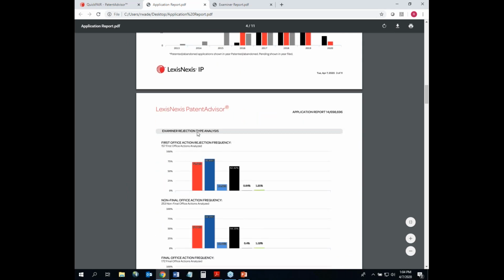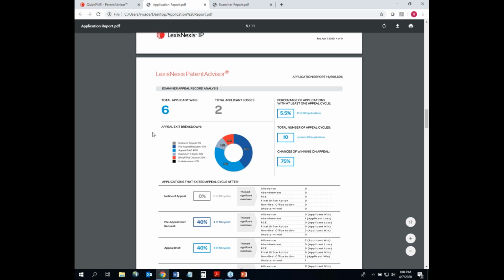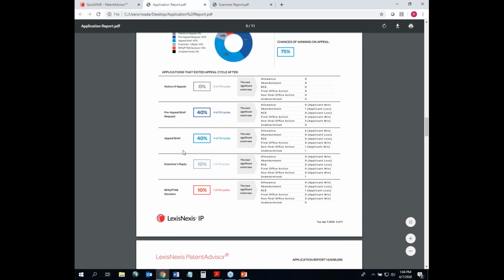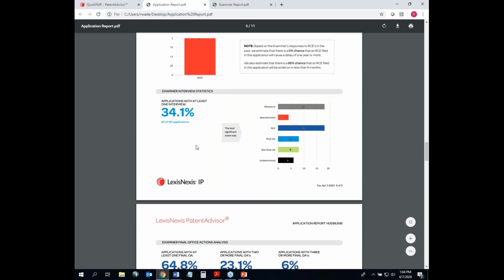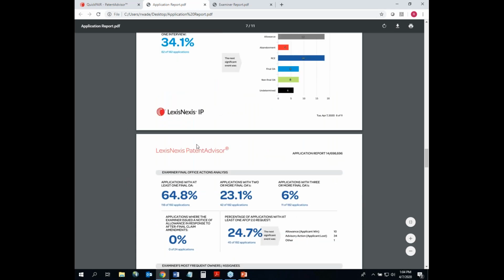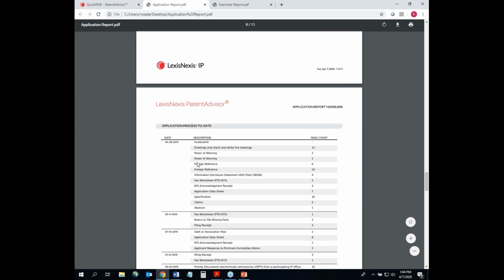We do have the examiner rejection analysis here. So this is all something that you can use to help that prosecution strategy, let you know what appeals look like for this examiner. Is it helpful to make an appeal? Other things that you can see in here are the interview statistics. So this is something that you can share with your team and build a strategy on: is this examiner favorable when it comes to art unit, or excuse me, when it comes to your interviews. So that's some of the information that you'll see in here.